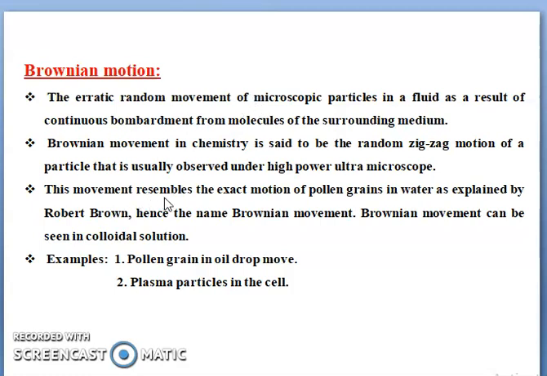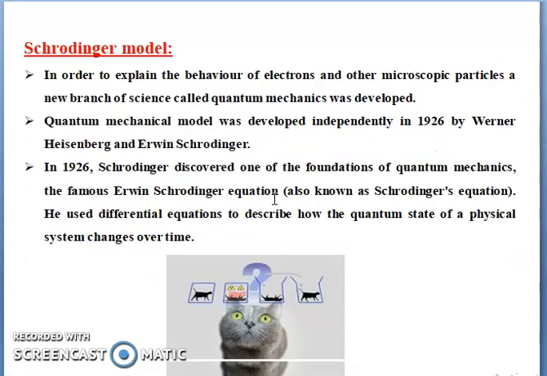This movement resembles the motion of pollen grains in water, explained by Robert Brown, hence the name Brownian movement. As a botanist he explained the Brownian motion of pollen grains. Brownian movement can be seen in colloidal solutions. For example, pollen grains in water, oil drop movement, and plasma particles in cells. These are a few examples of Brownian motion.